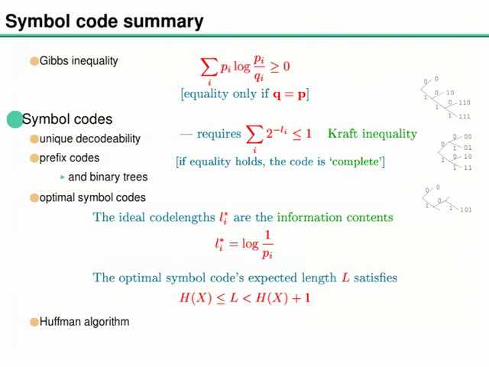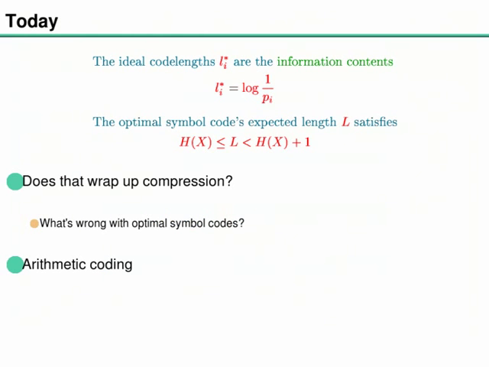So have we wrapped up compression by saying, here's how to make symbol codes, and here's how to make optimal symbol codes? Well, for the rest of today, I want to argue that we're not done with compression. And the reason we're not done is because of this lurking plus one in the inequality. So, are we done? No. Let me give you one really simple example to justify this.